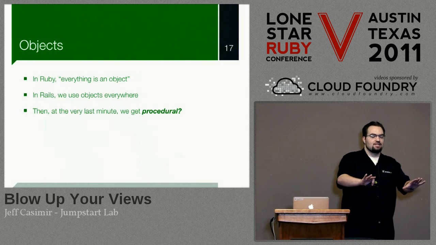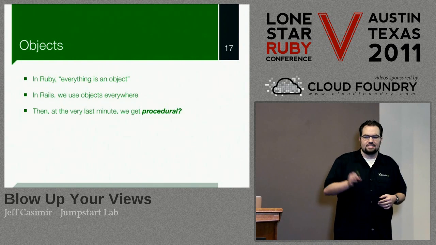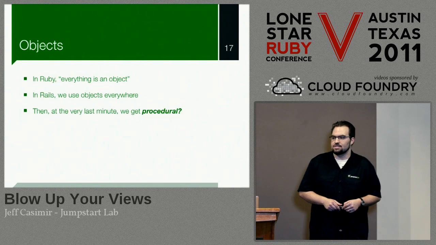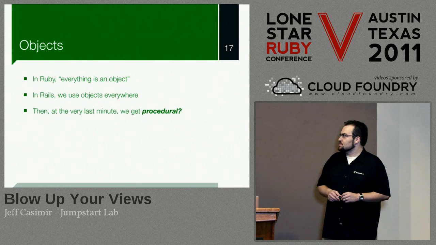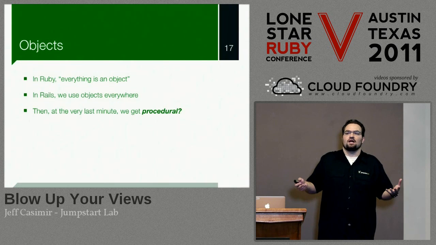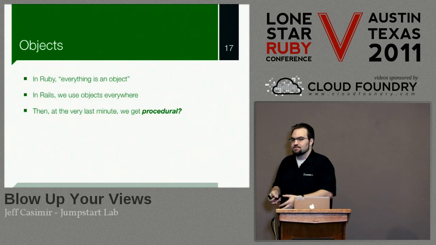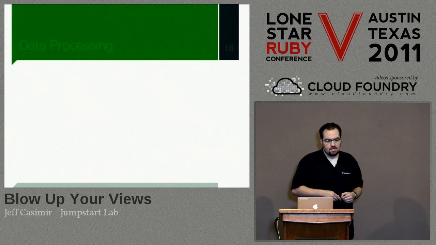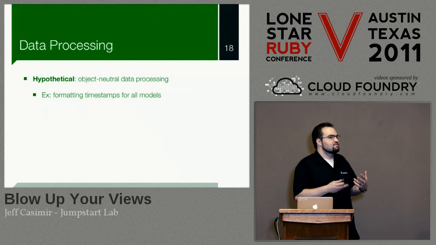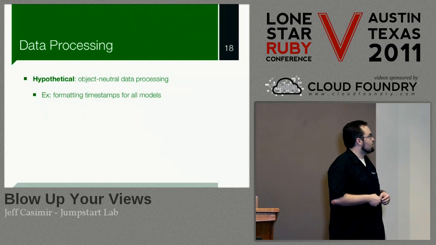And then at the very last minute, right as we prepare this data for the user, we're like, oh, let's forget this object-oriented thing. Just call some procedures. And helpers are essentially procedural programming. Nothing wrong with procedural programming, but it's just incongruent that we have objects, objects, objects, objects, objects, and then procedures. It's kind of strange. So the job of data processing, preparing data for the presentation, is important.